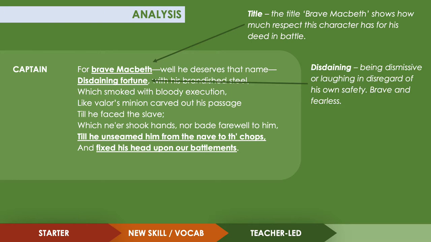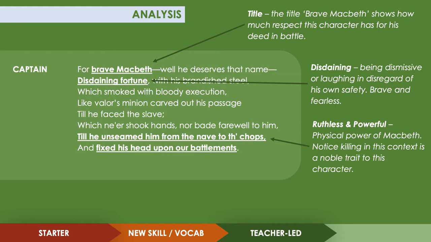So let's look at line 2. "Disdaining fortune with his brandished steel." Here it describes Macbeth's disdaining fortune, which is laughing in disregard of his own safety, but also employing a prowess or skill with a sword. This shows his bravery and fearless nature.